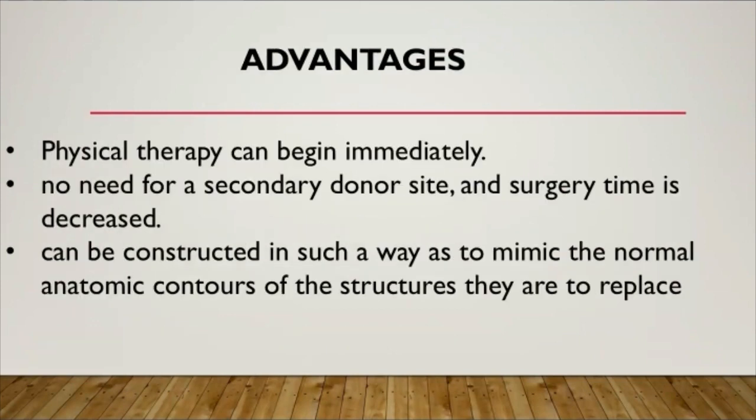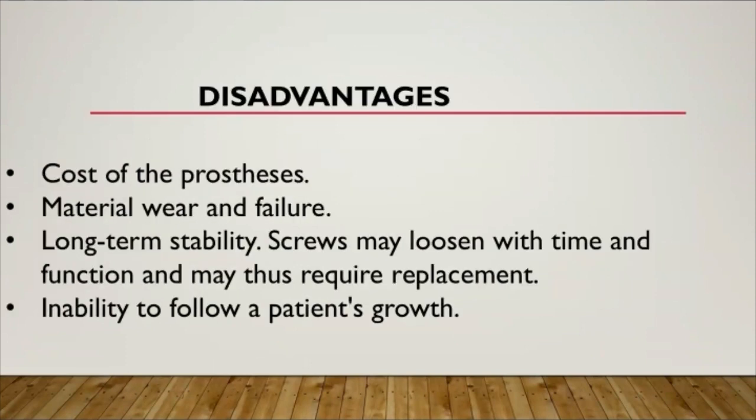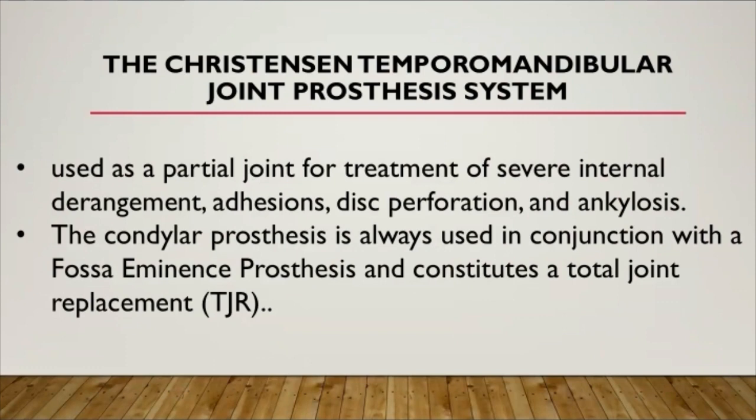The advantages: physical therapy can begin immediately, no need for a secondary donor site, surgery time is decreased, and it can be reconstructed in such a way as to mimic the normal anatomical contour of the structure to be replaced. While the disadvantages: the cost of the prosthesis is high, the materials wear and fail, screws may loosen with time, the prosthesis may wear due to activity and require replacement, and there is inability to follow the growth of the patient, especially at a young age.